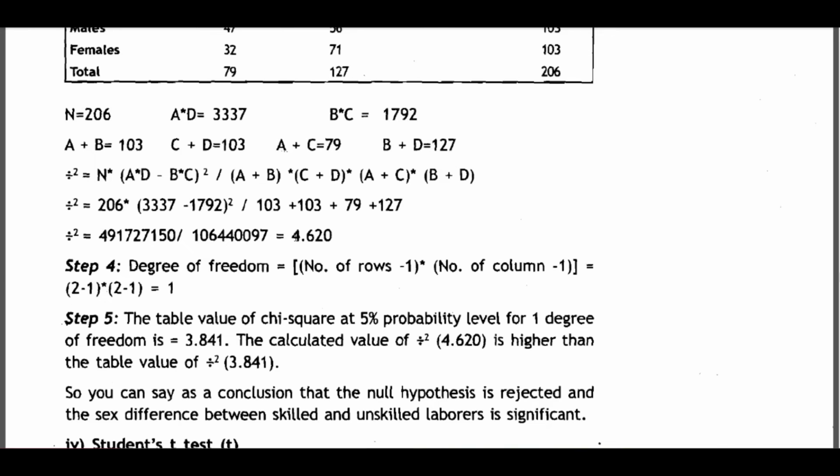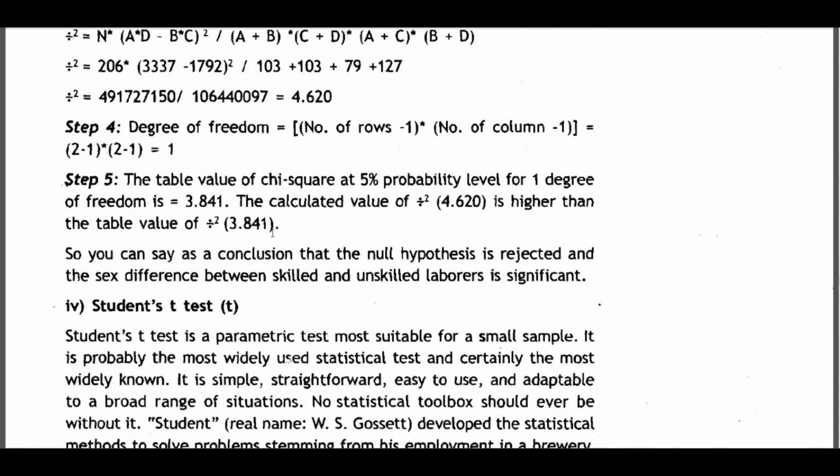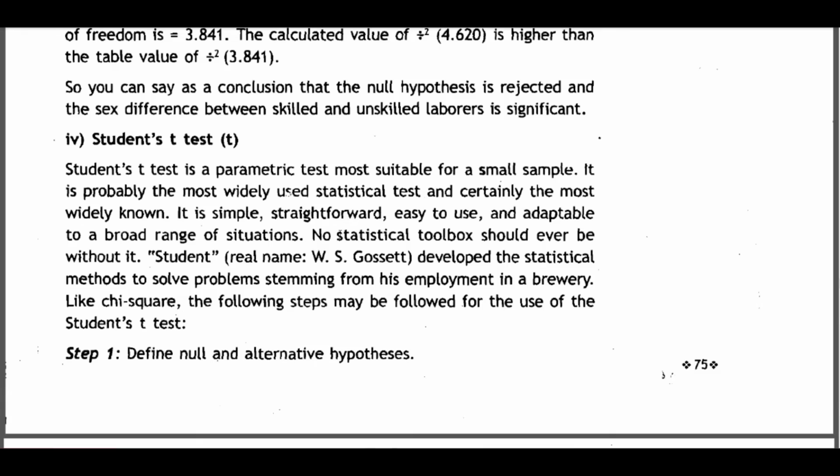So by the shortcut formula we get 4.620, and the degree of freedom we can also calculate as 1, because (2 minus 1) into (2 minus 1). The table value of chi square at the 5% probability level with 1 degree of freedom is 3.841. The calculated chi square 4.620 is higher than the table value, so we can conclude that the null hypothesis is rejected and the sex difference between the skilled and unskilled labor is significant.